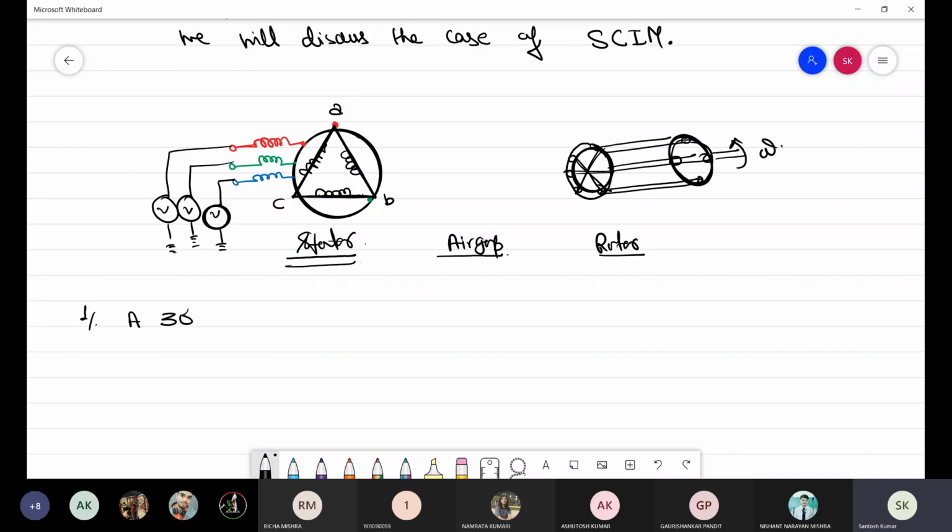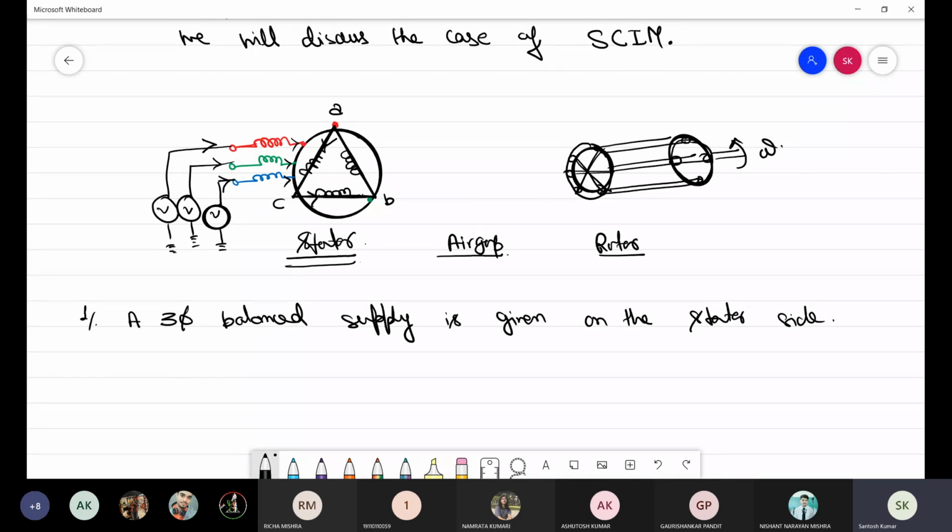a three-phase balanced supply is given on the stator side. As soon as the three-phase balanced supply is connected on the stator side, what will happen? Three-phase current will flow across the winding.